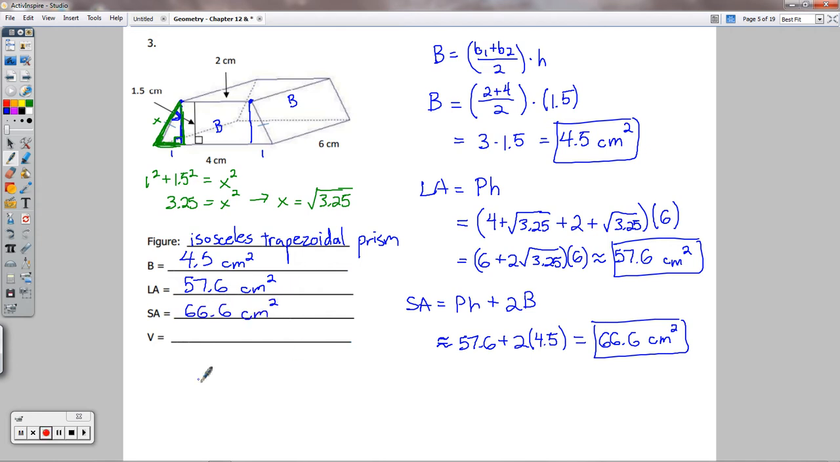And then volume, since it's a prism, same formula as before, base times height. The area of the base, I've already calculated that, 4.5. The height, I know that is 6. So 6 times 4.5, that is going to be 27. That's 27 centimeters cubed on this one.